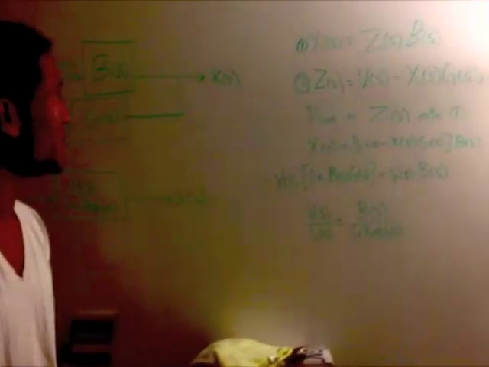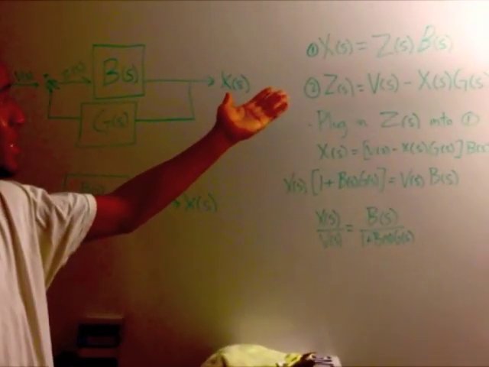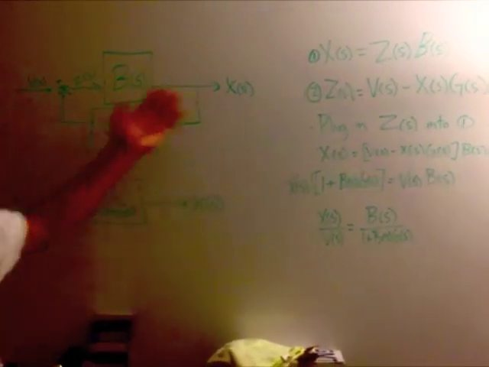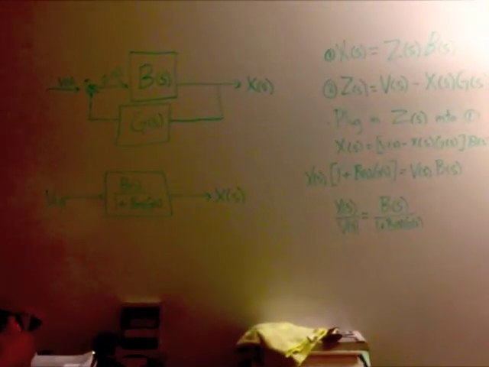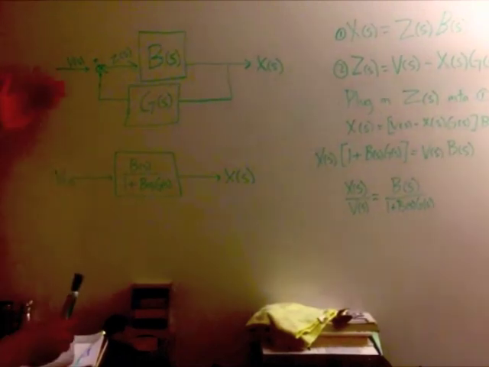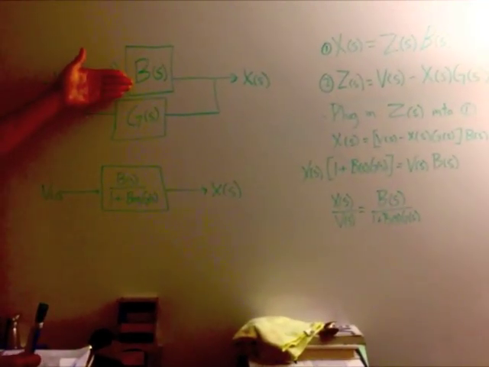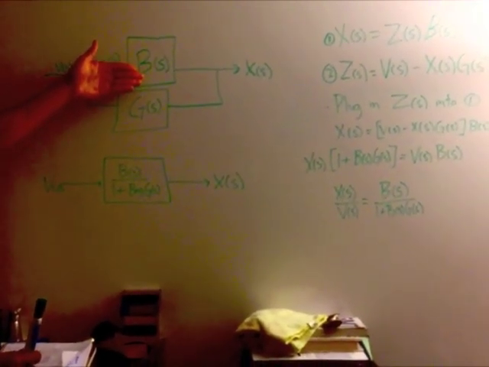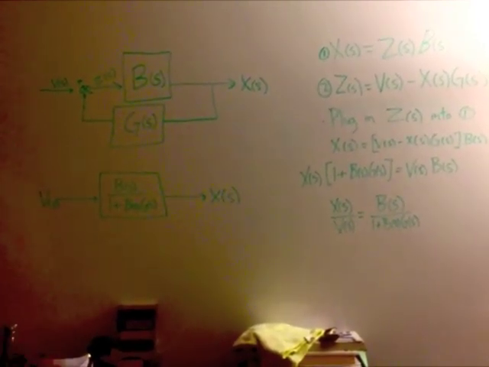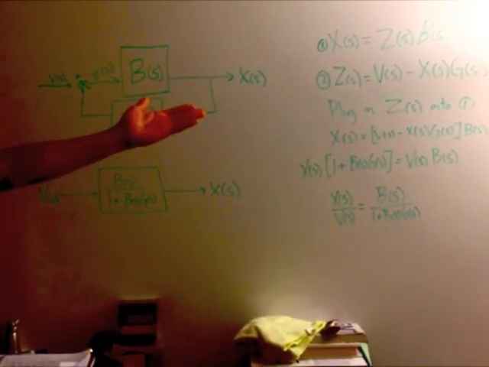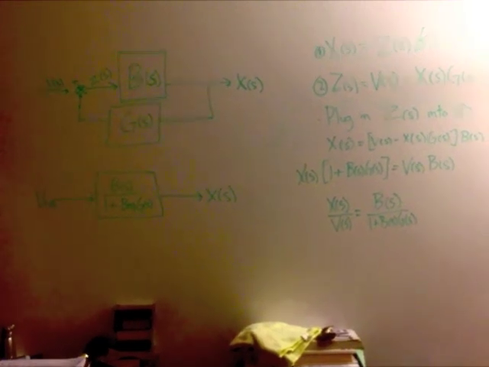We first made an equation, X of S equals Z of S times B of S, from this negative feedback loop, by saying that the input Z of S goes into the transfer function B of S and outputs X of S, or Z of S times B of S equals X of S.